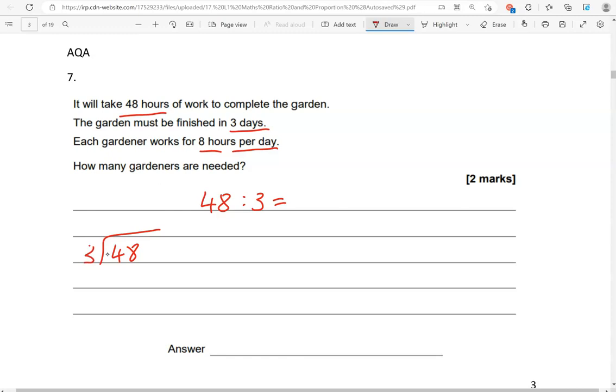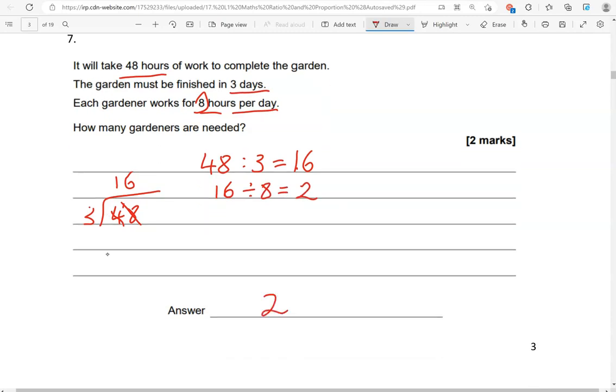How many 3's fit into 4? That is 1, and we have 1 remaining. How many 3's into 18? That is exactly 6. So 16 hours per day need to be done. Each gardener works 8 hours per day, so that is 16 divided by 8 gives us 2. So 2 gardeners are needed.